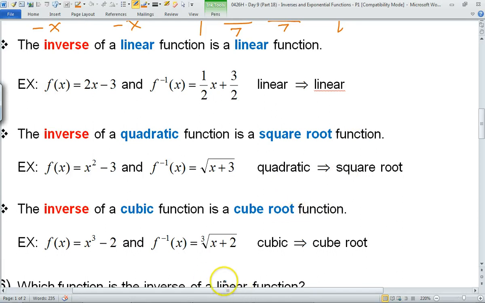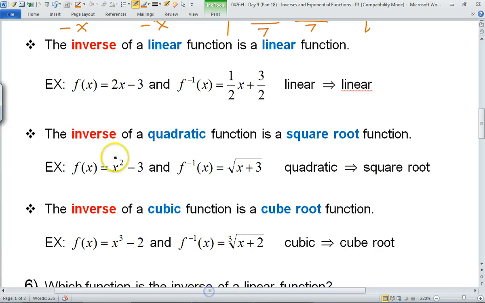Now, here's some notes. Every time I put a bullet like this, see this little cluster of shapes? That tells you that here's some notes for you to remember or learn. We talked about inverses, finding the inverse. We looked at reflections, and at switching the x and y and solving for y. But here's some more information.